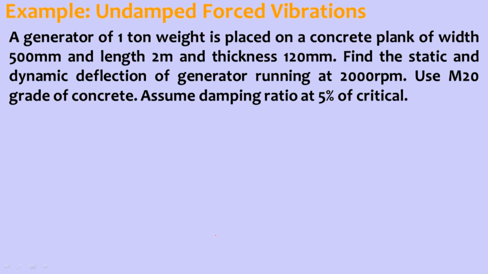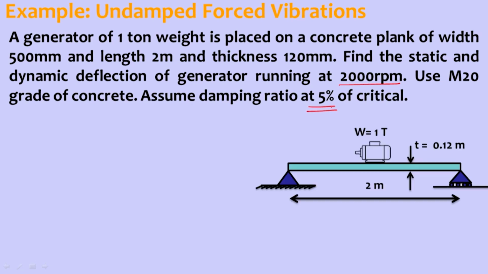And then if we take the example problem, the same example problem that we discussed earlier. A generator of 1 ton is placed on a concrete plank of width 500 mm, length 2 meters, and thickness 120 mm. Find the static and dynamic deflection of the generator running at 2000 rpm. Use M20 grade concrete. Assume damping ratio at 5% of critical. So now damping is present in the system. In the earlier case, damping is 0.